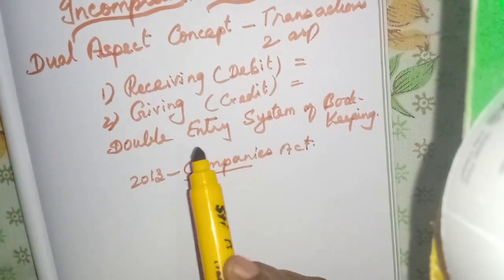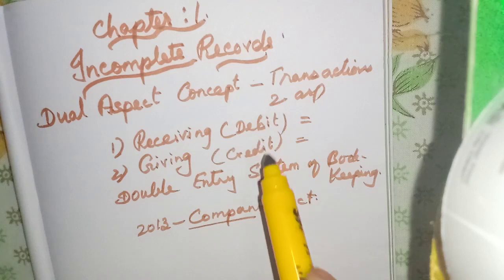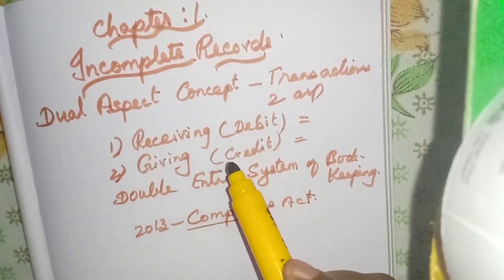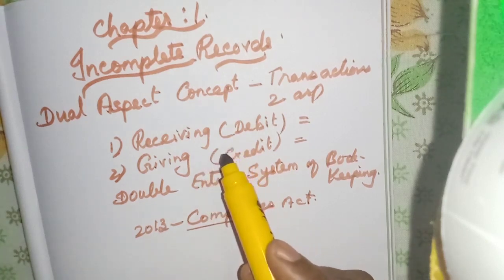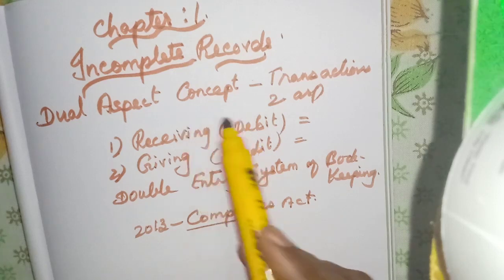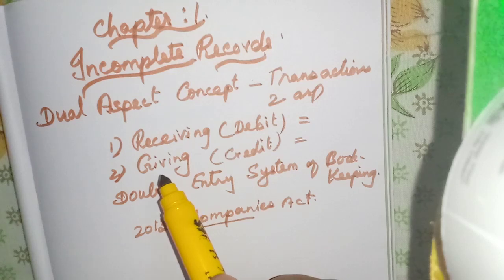So our heading is incomplete records. You can say it clearly, what is incomplete records? If we maintain the records not in the double entry system, we can say it is incomplete records.